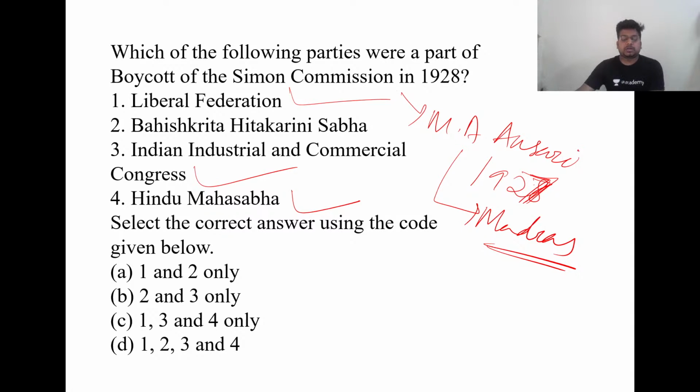But the Bahishkrit Hitakarini Sabha, basically by Dr. Ambedkar, took the decision to cooperate with the British Simon Commission, right? So Ambedkar supported it, so this option is wrong. He was not against the Simon Commission, right?